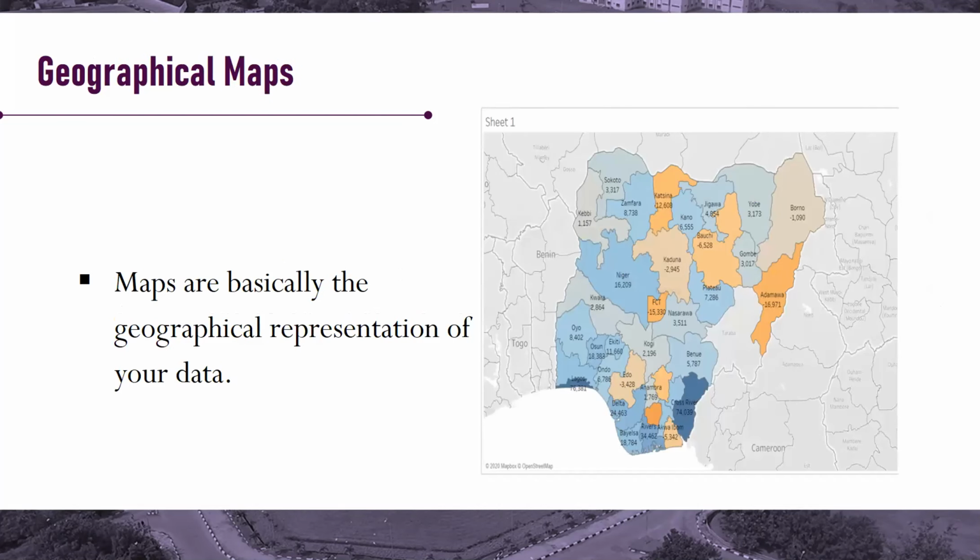Then for the geographical maps, there's some data that is very difficult for you to make sense of if you don't visualize it in form of a map. Some examples of those data, we are going to be picking and using briefly this afternoon. So the geographical map gives us the geographical representation of our data. And I will pick examples.